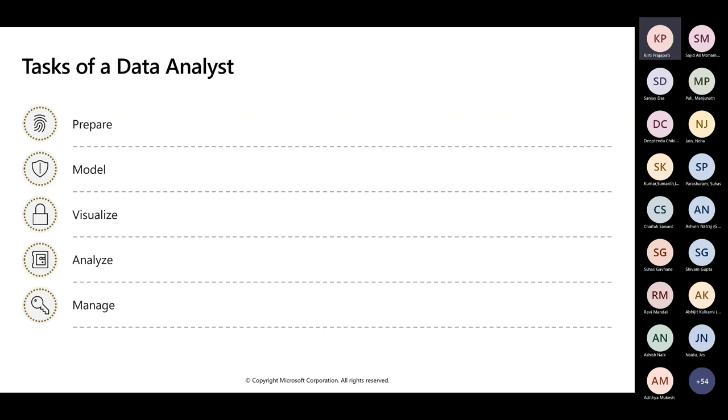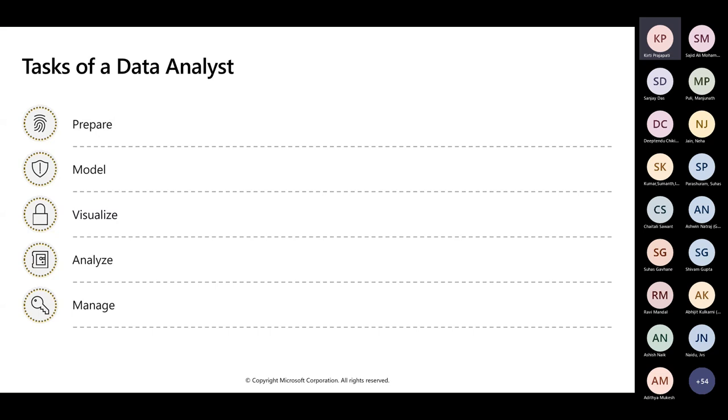So first is prepare. As a data analyst, you will probably spend most of your time split between prepare and model. So first you prepare, then model it. You have to spend more time on these first two tasks, because bad or incorrect data can have a major impact. That will result in invalid reports or a loss of trust, and it can also negatively affect business decisions, which leads to loss in revenue as well as a negative business impact and many more. So your focus should be more on prepare.